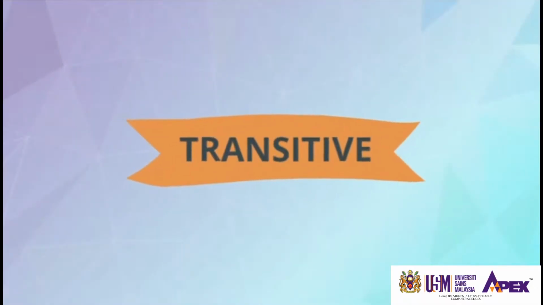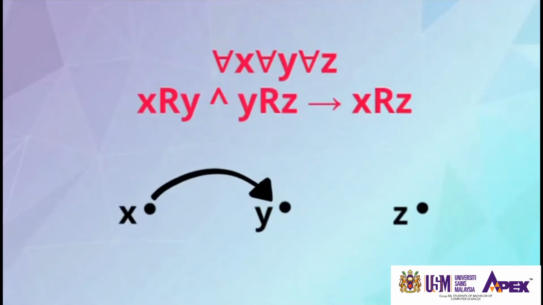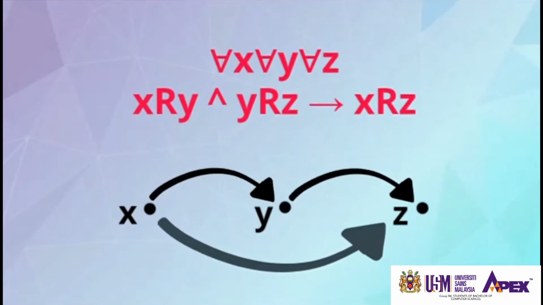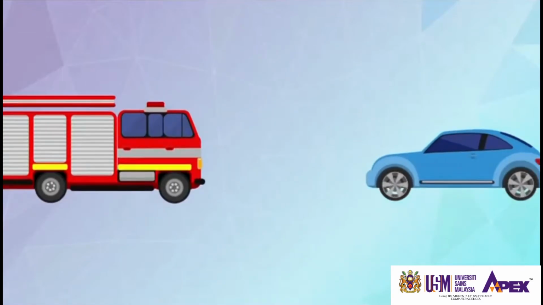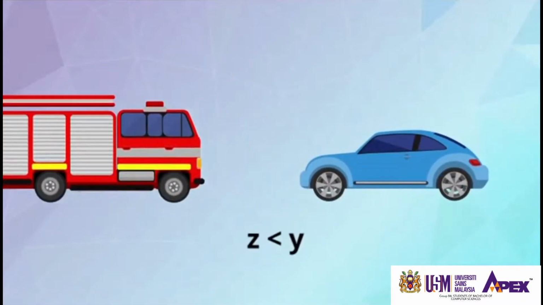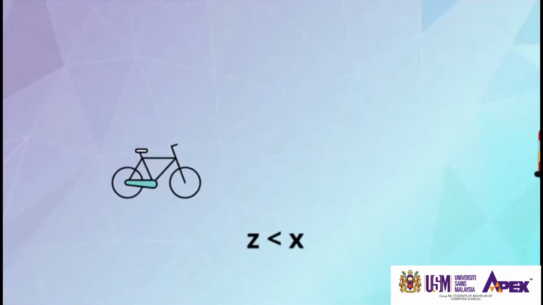Next, we have transitive. For all elements X, Y, and Z, if X relates to Y and Y relates to Z, then X relates to Z. To put it in a picture, it is like when X is bigger than Y and Y is bigger than Z. Thus, it makes X bigger than Z.